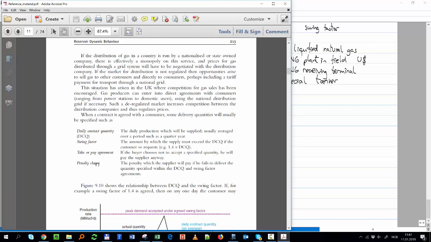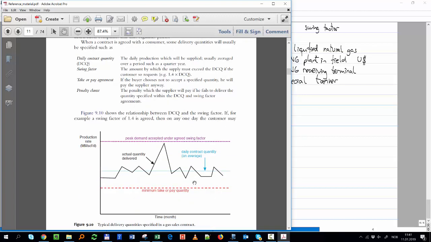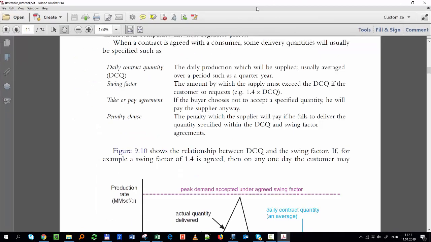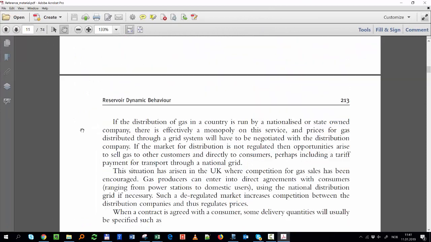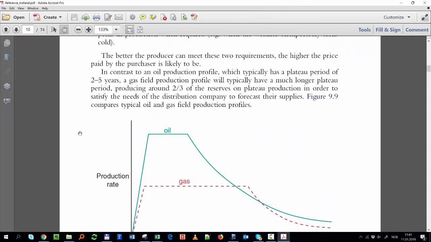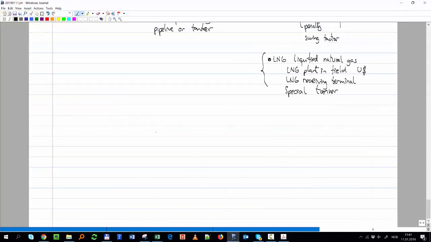And this penalty clause, if you don't deliver, then you have to pay. So if you want more information, you can read that, page 9, right? Yeah, page 9 in references.